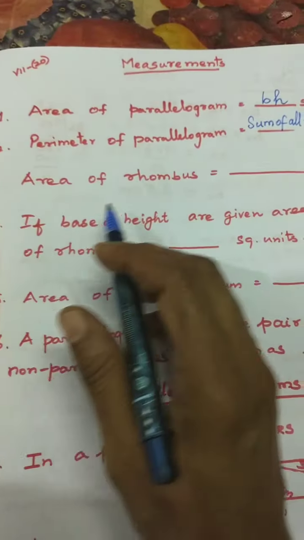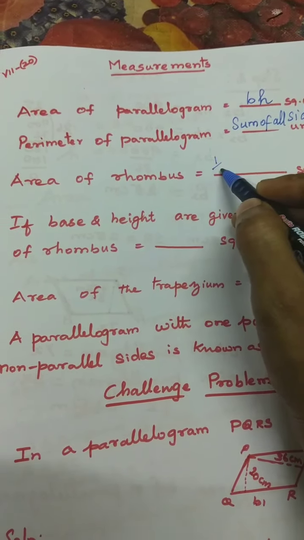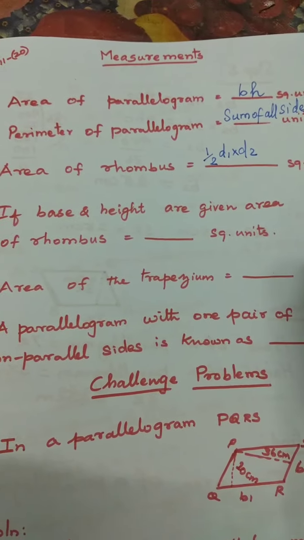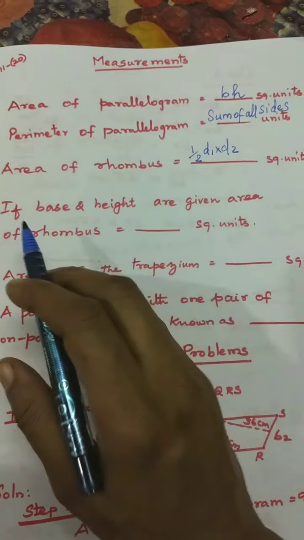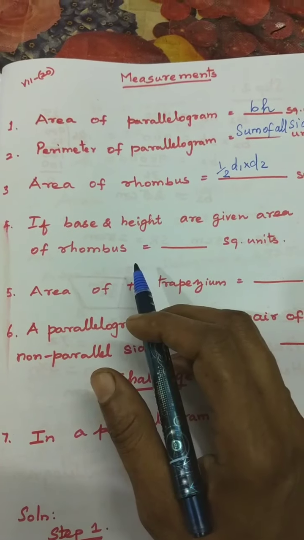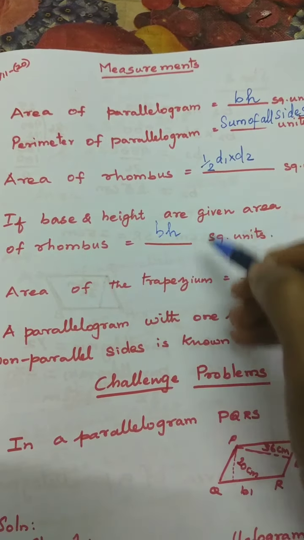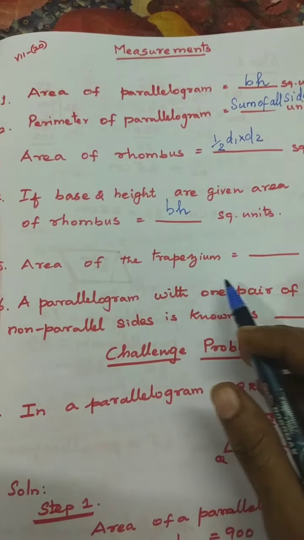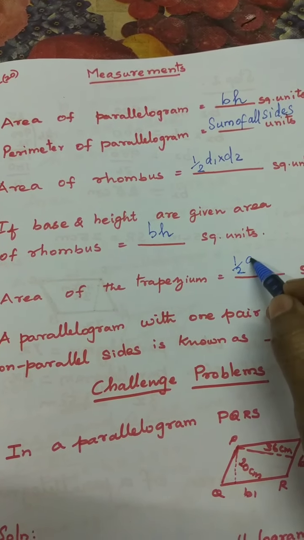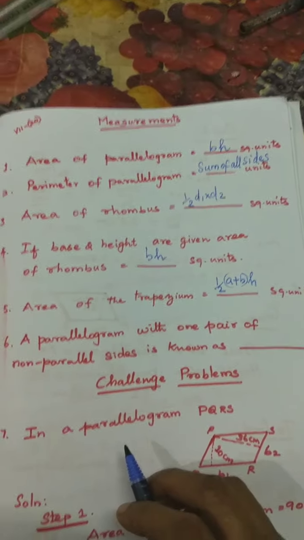Okay. Then area of rhombus is equal to half into d1 into d2 square units. Then if base and height are given, the area of rhombus is BH square units. Then area of trapezium, half into (A plus B) into H square units.